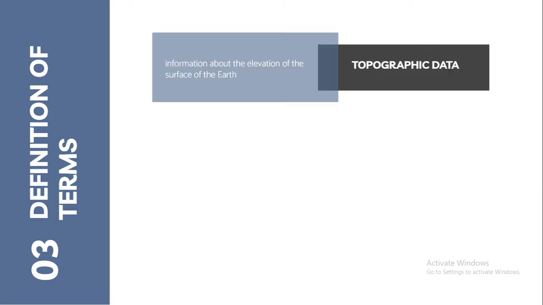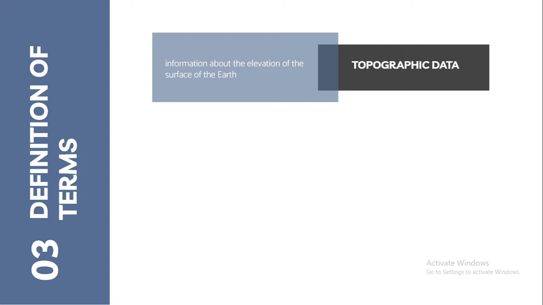Let us now proceed to the definition of terminologies. These are the basic terminologies and concepts that we must be familiar with as we dig deeper into the topic. First, topographic data. Topographic data is the information about the elevation of the surface of the earth. A frequent task for the surveyor is to stake out the position of a transportation route. This is usually for a new street or highway, but it could also be for a railway, for a long pipeline, or for a transmission line.